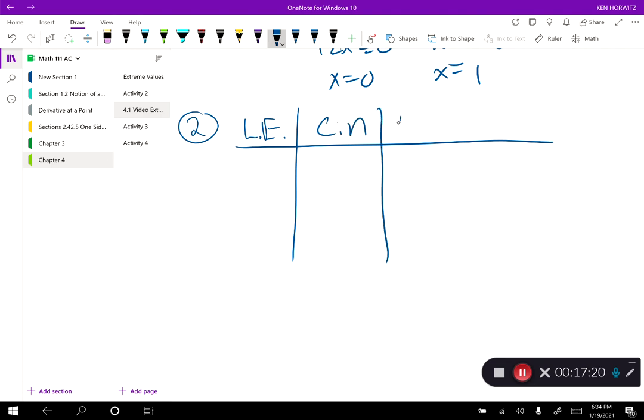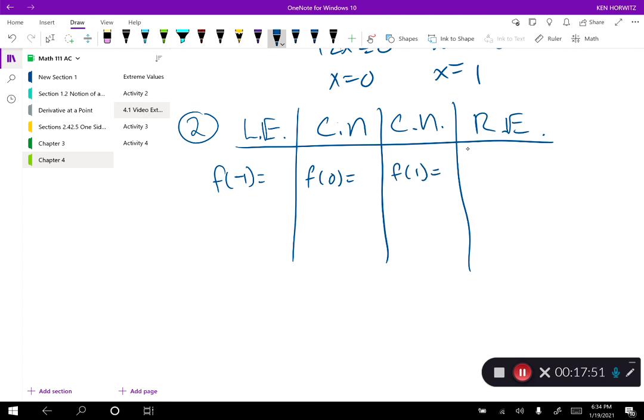CN is critical number. Now again, this is just to keep things organized. RE would be right endpoint. So you can write out left endpoint, right endpoint, that's fine. But remember, we're taking our left endpoint, which is -1, and plugging it into my original function. So f of -1, f of 0, f of 1, and f of 2.